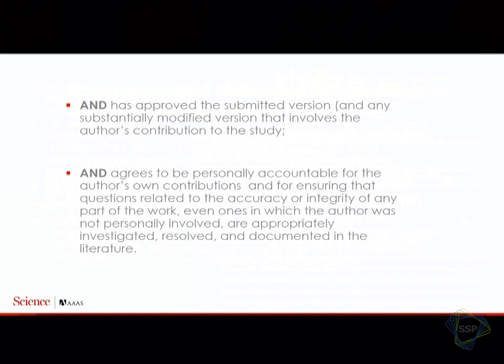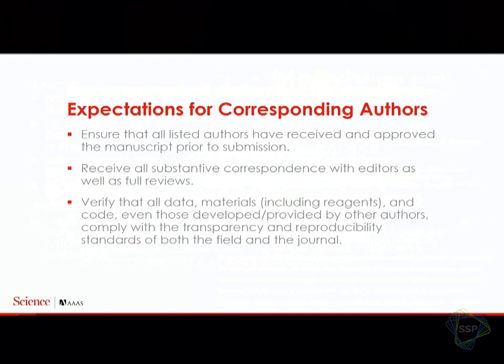And then the other piece, which for us is going to be something we've never actually documented in any of our information for authors, is what exactly does the corresponding author do? And there was a feeling that that should be uniform and that should be stated. And so this white paper is also making recommendations that you ensure that all the listed authors have received and approved the manuscript. The corresponding author makes sure that all authors receive all the substantive correspondence with the editors as well as full reviews. I mean, how many times have you heard somebody say, I never saw the reviews, I didn't know. And also that they verify that all data, materials, including reagents, and code, even those developed and provided by other authors, comply with the transparency and reproducibility standards of both the field and the journal.